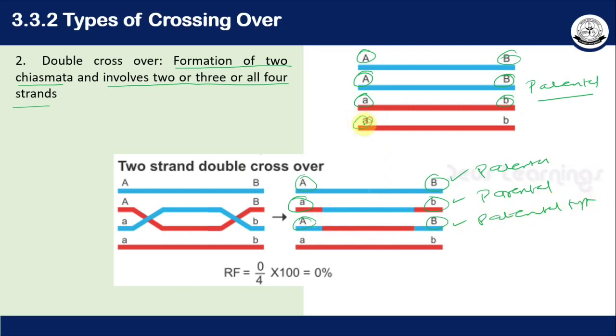Then small a small b, yeah, small a small b, so this is also parental type. So that means there is no new recombination, right? Here is one thing to understand: recombination with reference to A and B allele. With reference to the A and B alleles, this recombination did not happen, right?